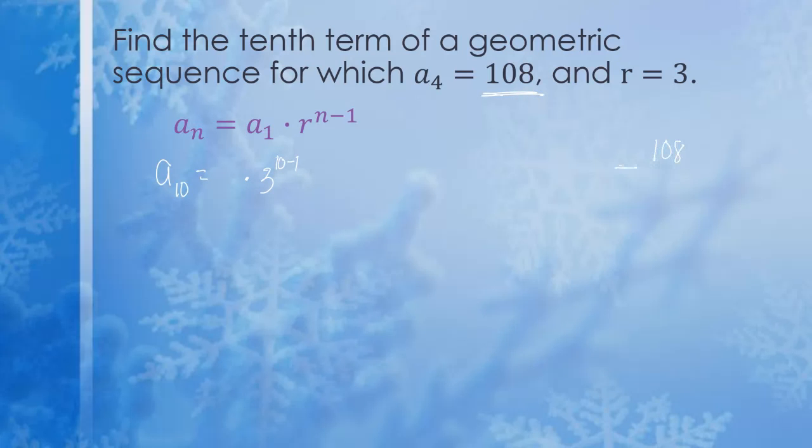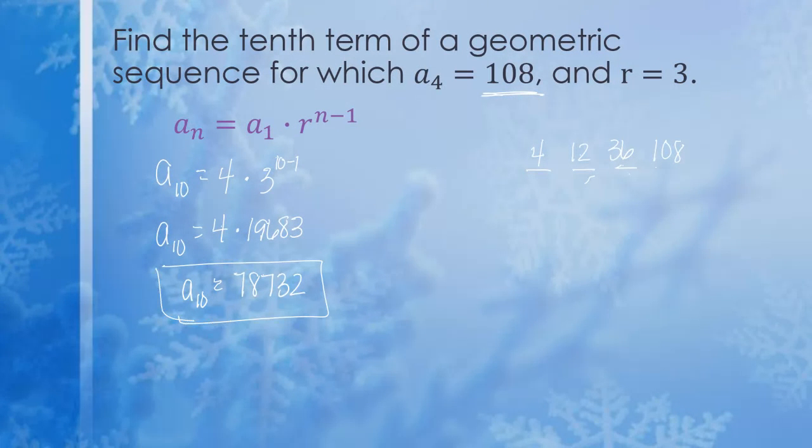If I know that 108 is the 4th term, couldn't I divide by 3 to go back to that first term? So for example, 108 divided by 3 is 36. 36 divided by 3 is 12. And 12 divided by 3 is 4. Now I know my first term, and I can put that in. And then I can go ahead and evaluate. So 3 to the 9th power, because 10 minus 1 is 9, is 19,683. And then I'm going to multiply that by 4. And I get a 10th term of 78,732.